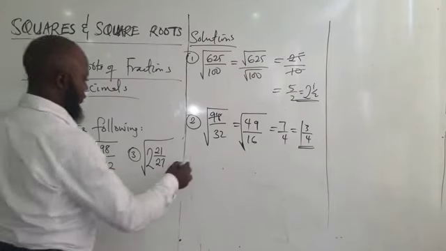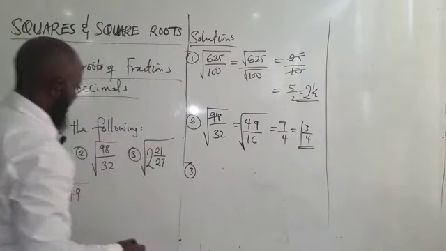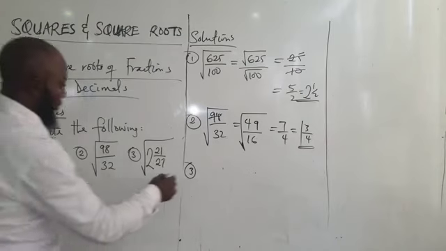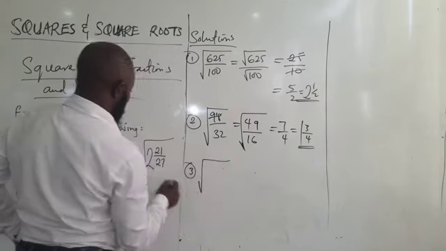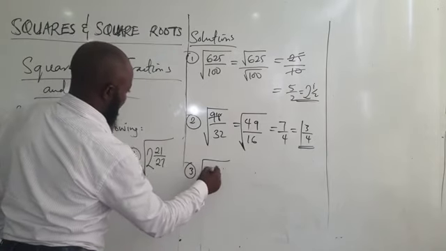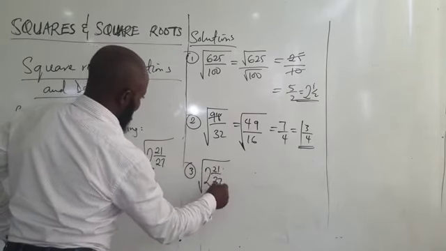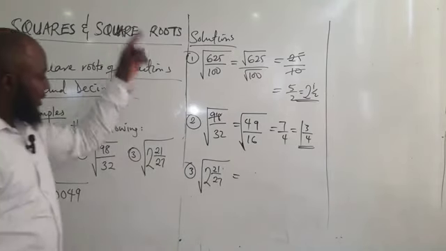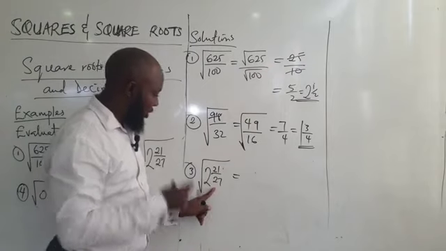Alright, let's look at the third one. You can see that the third one is quite different from the first two. So we have a mixed fraction. So 2 whole number, 21 all over what? 27. So what we are expected to do here is to change the mixed number to what?